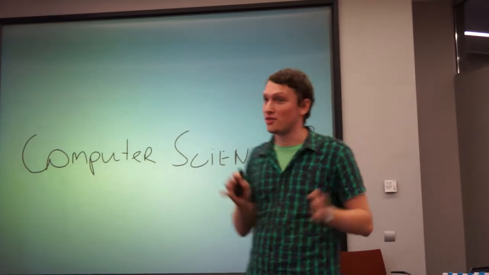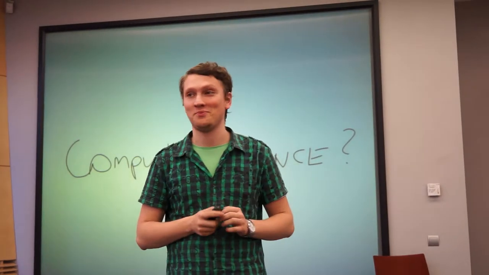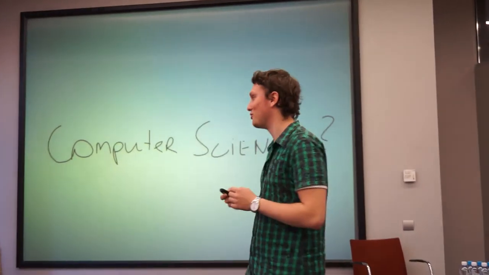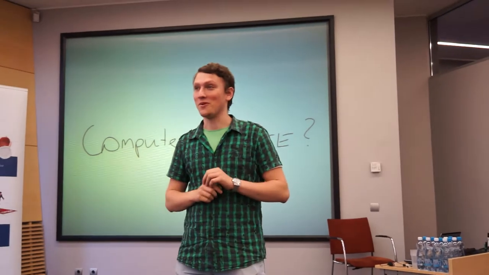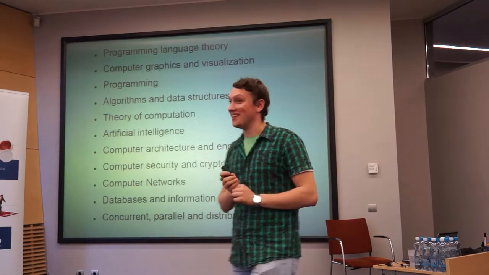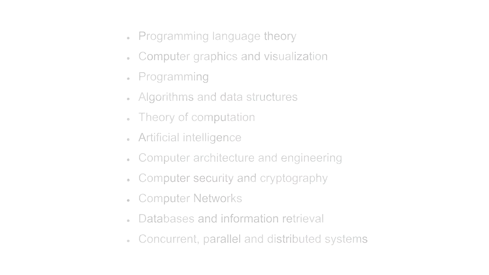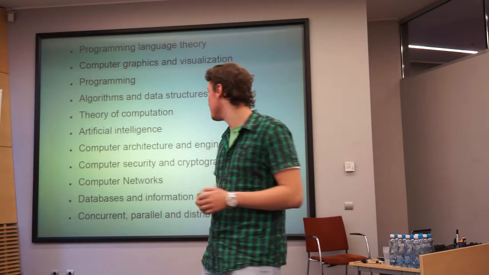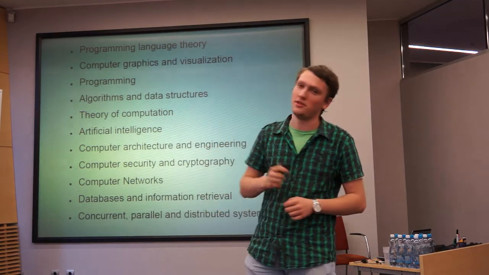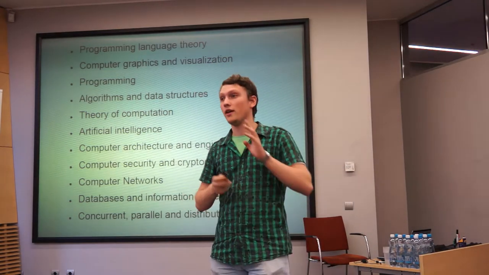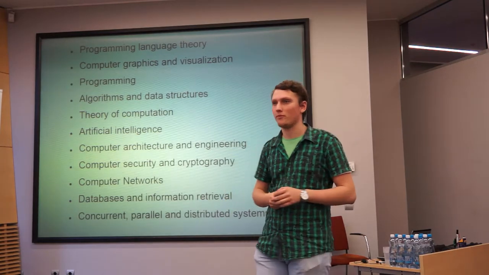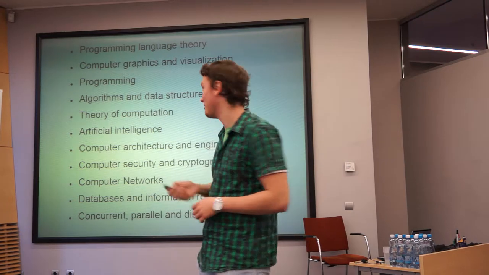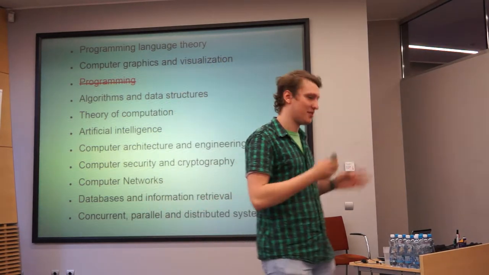So, question, computer science. Who is studying computer science? Lots of people, yeah? So, who knows what computer science means? Oh, three people, okay. So, yeah. Here's a list of all the things that are computer science: programming language theory, computer graphics, programming, algorithms, theory of computation, artificial intelligence, computer architecture, computer security, computer networks, etc. Everyone agrees with it? Yeah? That's bad. Because computer science isn't programming.